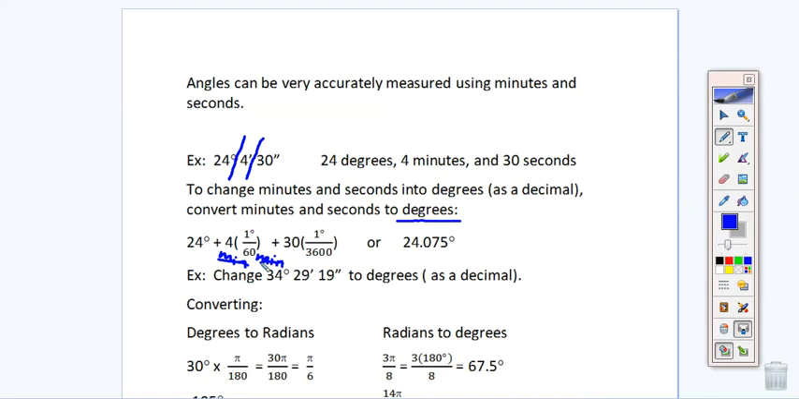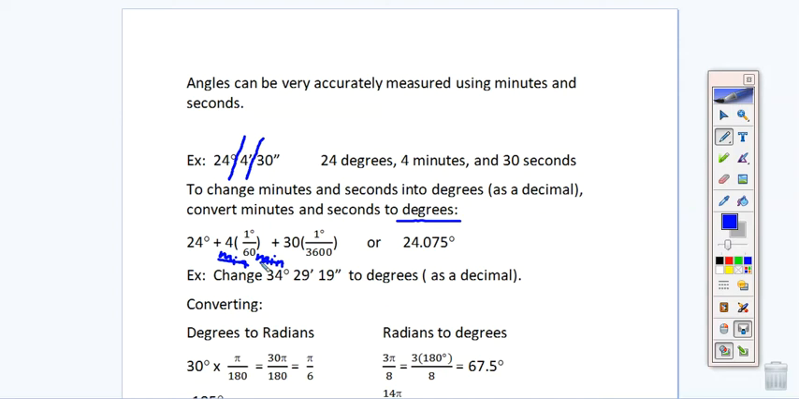Okay. So do you understand this conversion factor right here? I can also say that in 1 degree there are 3,600 seconds because we're converting 30 seconds. Those units are going to cancel. So to convert seconds, you have to multiply by what over what? 1 degree represents how many seconds? 3,600. Okay, so here's how this works.